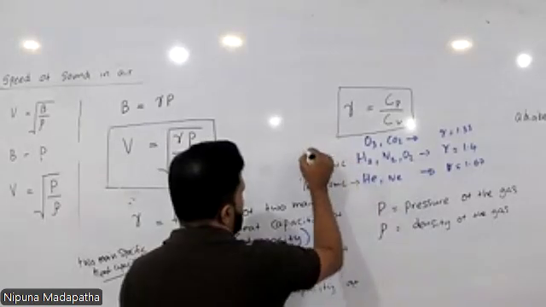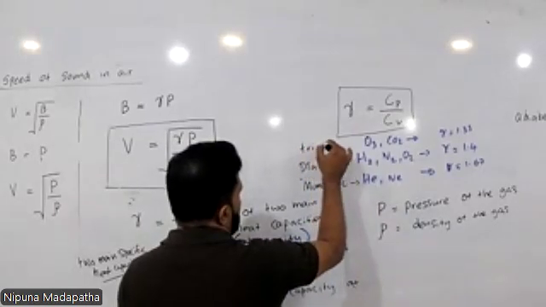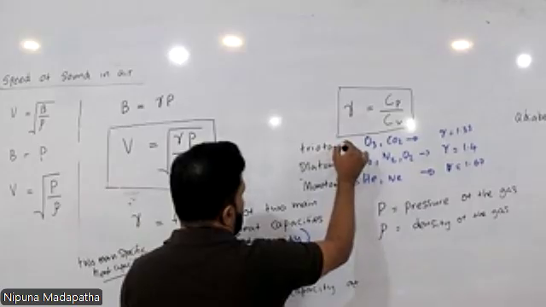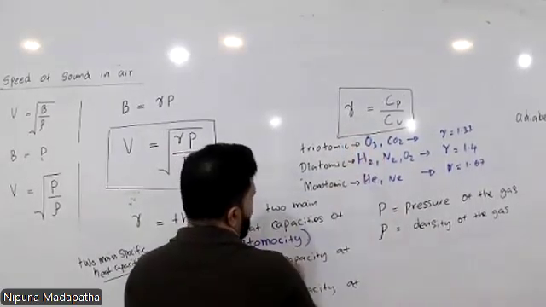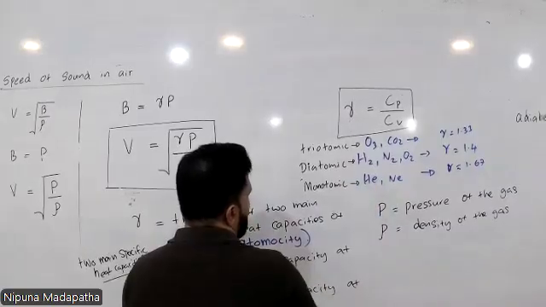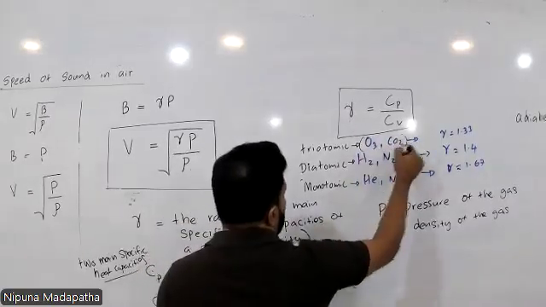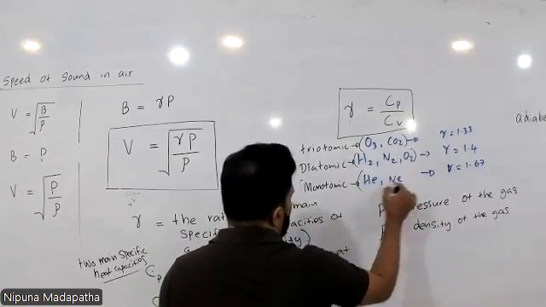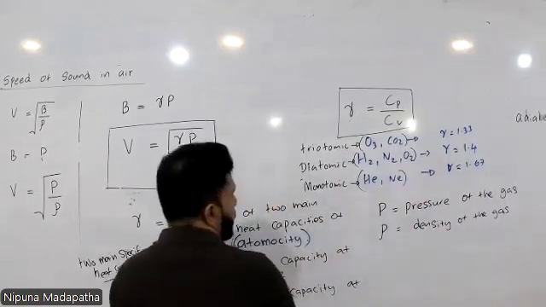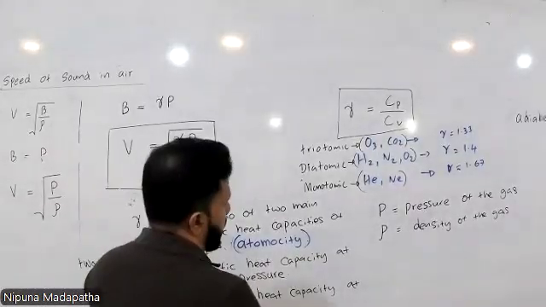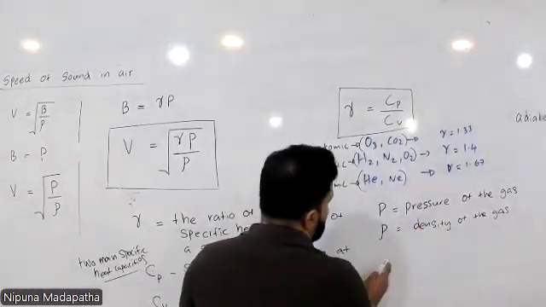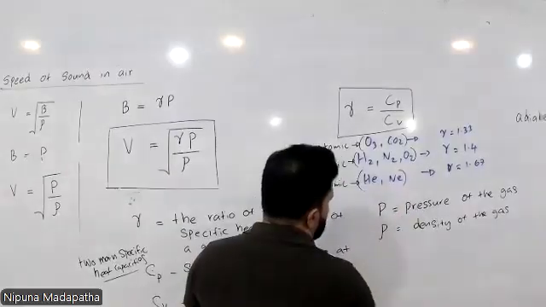Diatomic. So that is the expression. Here P is the pressure of the gas and rho is the density of the gas.